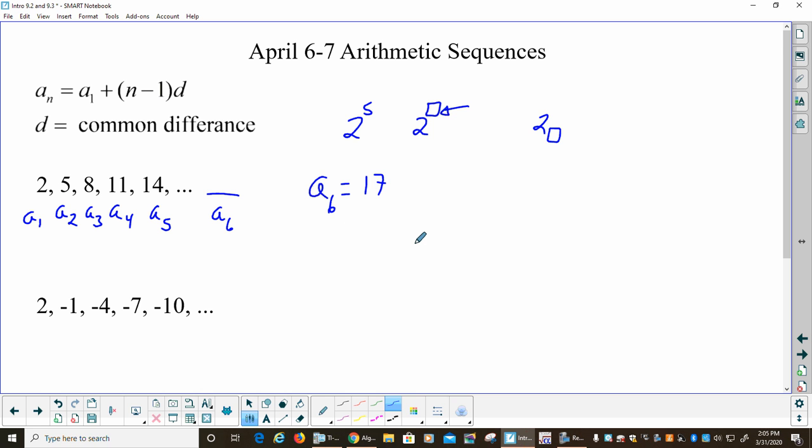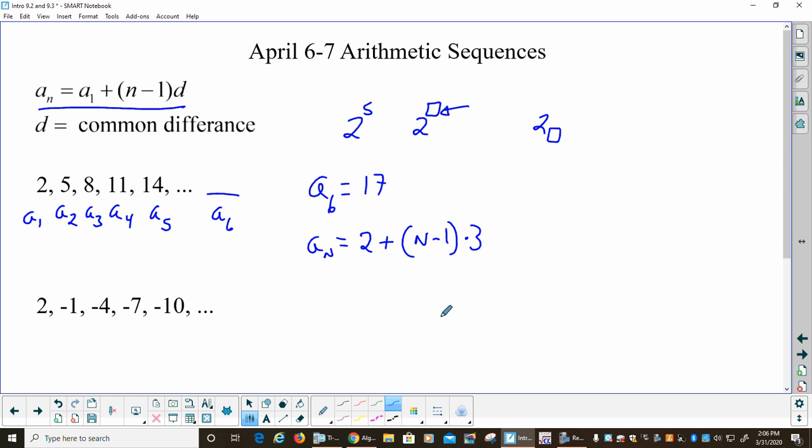Not so bad. I'm going to start you out with finding the formula for that sequence. And you're just going to follow the pattern that's there. A sub n is equal to A sub 1, that's the first term in your sequence, 2, plus n, we don't know what n is. This n and that n are the same n's. Minus 1, and d is your common difference. So looking at this, the difference between these every time is 3. It's a positive 3 because it's increasing by 3.